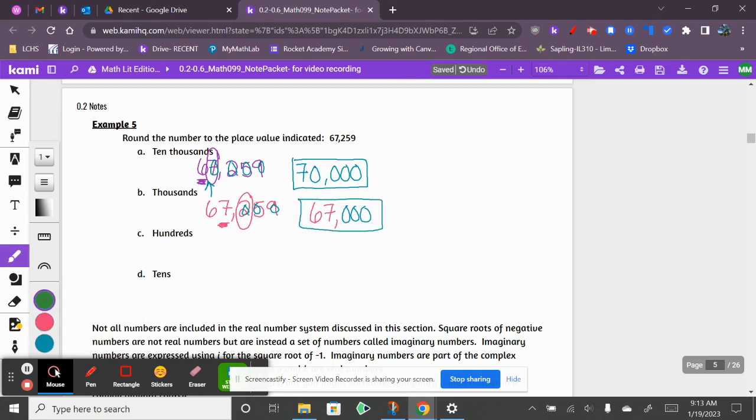If we were to round it to the nearest hundreds, I'm going to underline the 2. The 5 will tell me if I round it up or not. 5 or more, I'm going to round it up. So I get 67, and that 2 will become a 3, and then everything that follows will be a 0. So 67,300. And the last one, I'm going to round to the nearest tens.